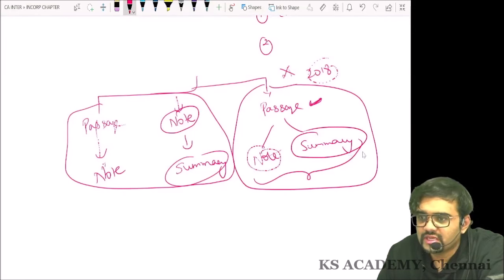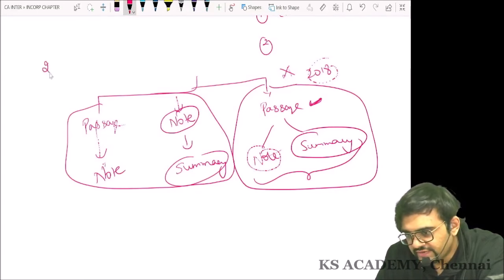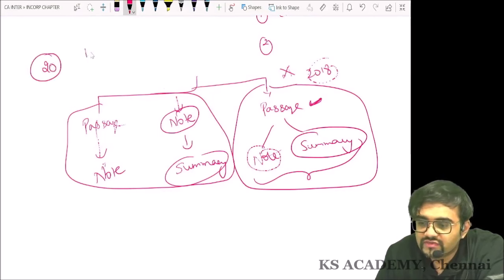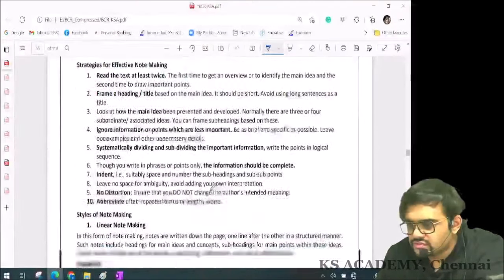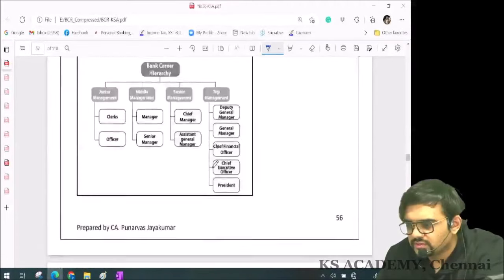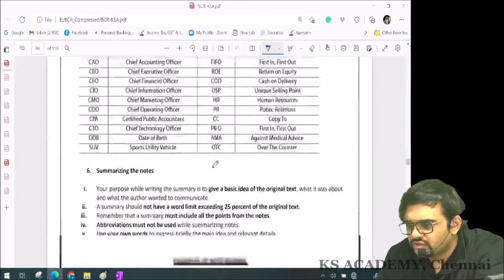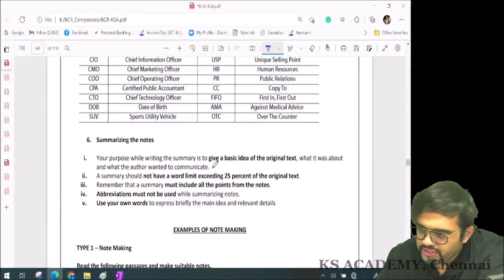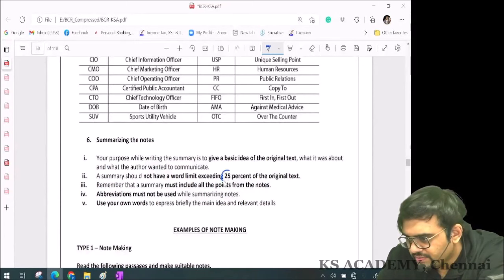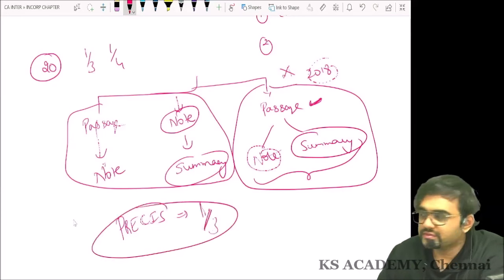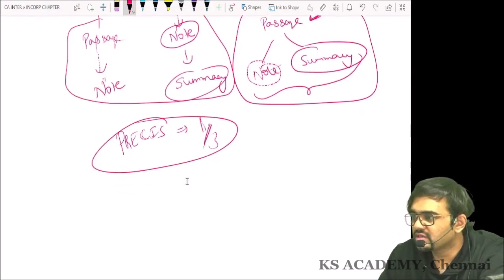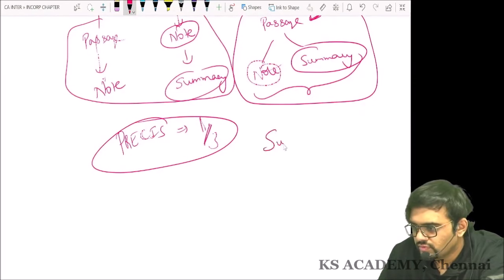Now, the summary should be, if the number of lines is, let us say, 20 lines, what? Is it 1/3 or should it be 1/4? Should it be 25% or what? What do you think, guys? Summary should be how much? 1/3, 1/4? If you see page number 59, it is 25%, that is 1/4. Mind you guys, when you are writing a Precis, which we'll do next, Precis is the 1/3 formula. When you are writing a Precis, that is 1/3. But when you are writing a summary, it should be 1/4.